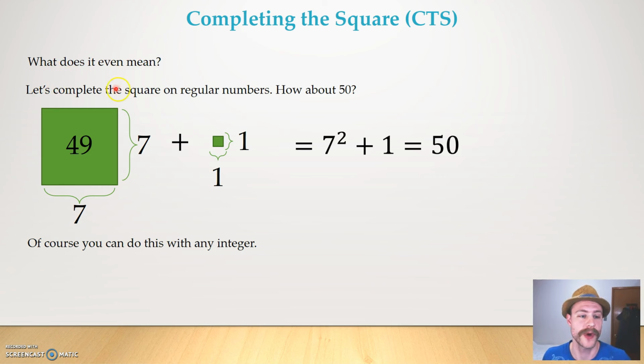Well, let's compute the square on regular numbers, because you can do that. How about 50? Well, 50 is, as you can see here, 49, which is a square. It's 7 squared, plus 1. This is a square in this case, but that's not important. It's not always a square. So you get 7 squared plus 1. So if someone said complete the square on 50, you don't have to say, what the hell are you talking about? You can say, oh yeah, that's 7 squared plus something. Okay, and of course you can do this with any integer. Any integer is going to be a square plus some other value, okay? Or it's just a square.